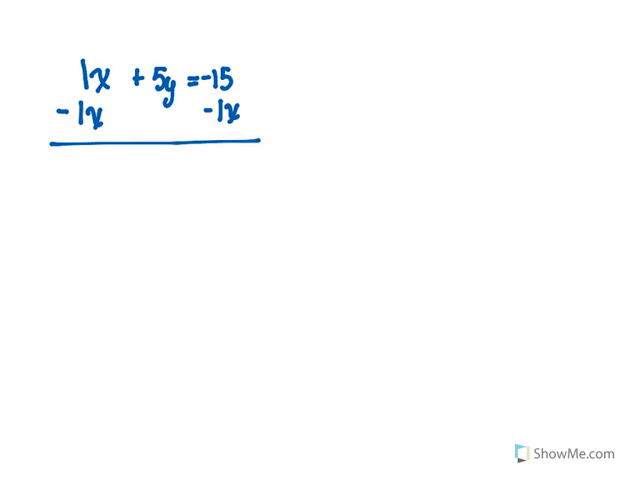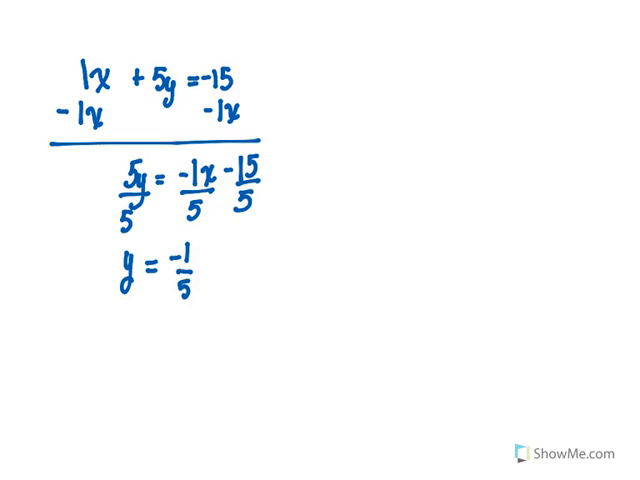Again, these are not like terms, so I get 5y is equal to negative 1x minus 15. All right? And then my last step is to divide by the coefficient of y. So this is why we want to have that 1 in front of there. It's much easier to identify our slope, right? So we have negative 1/5 x minus 3, where my slope is negative 1/5, and my y-intercept is (0, -3).